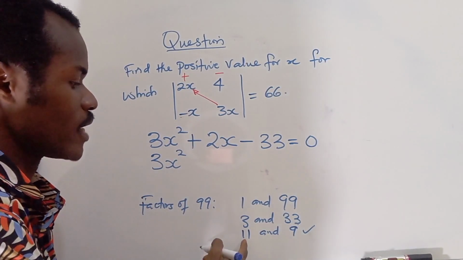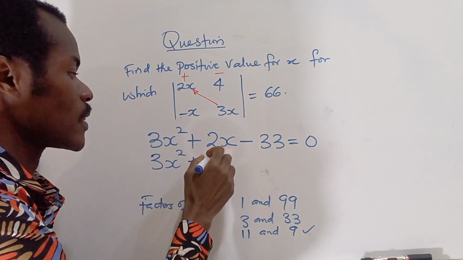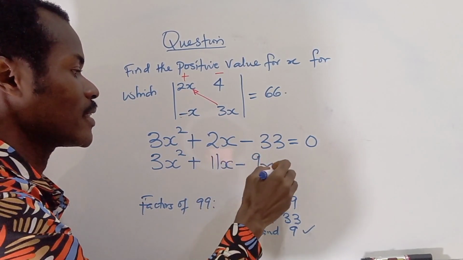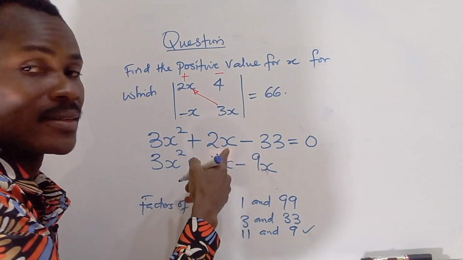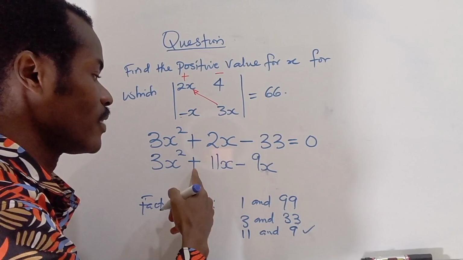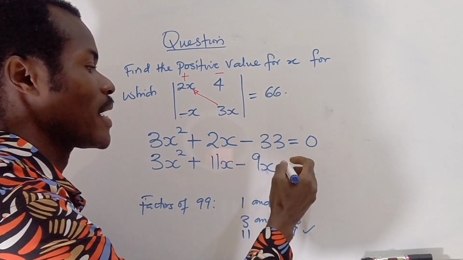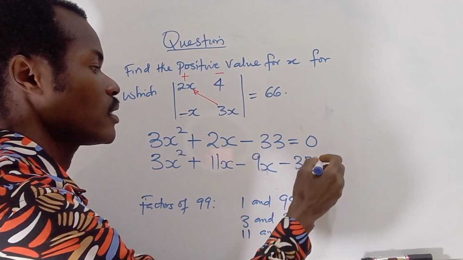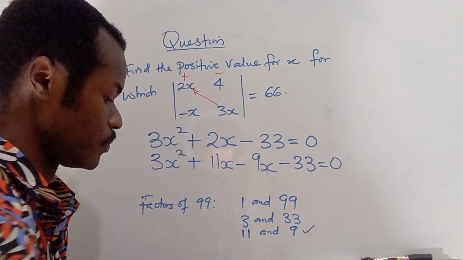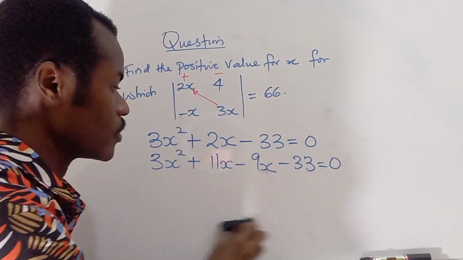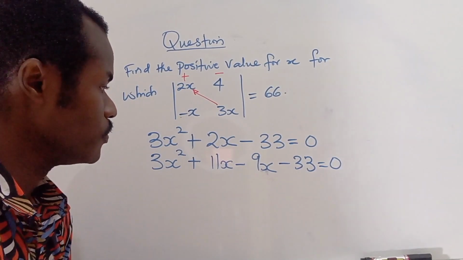So what do we write? We can say plus what? Now I know that 11x minus 9x is going to give me plus 2x, all right? So we have 11x minus 9x representing plus 2x, so we have minus 33 is equal to 0. Now that we have the step, okay, we can now factor this and this, okay?